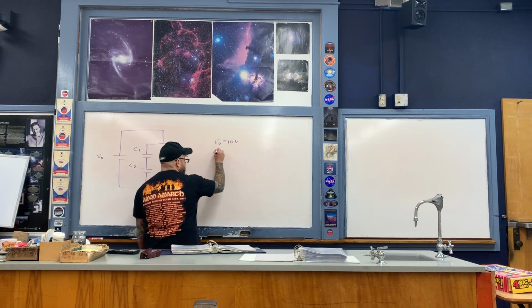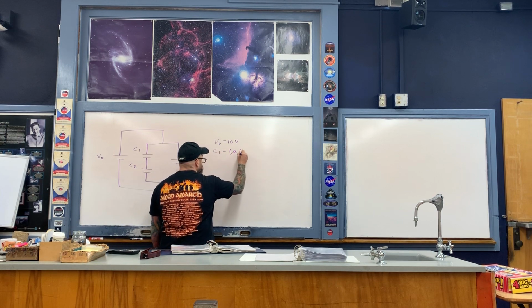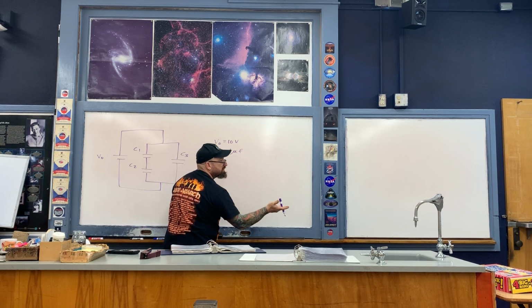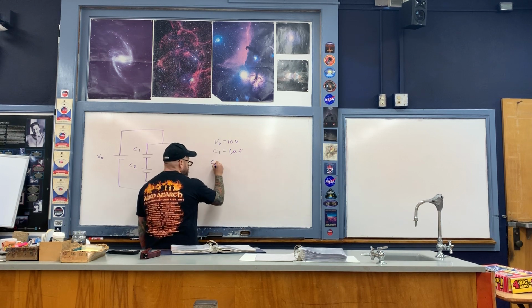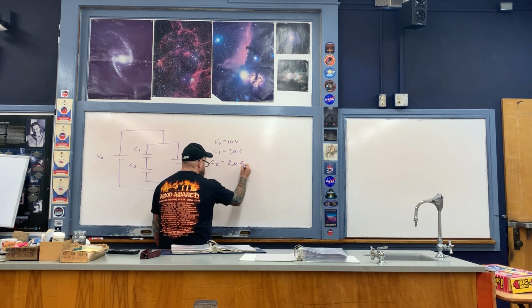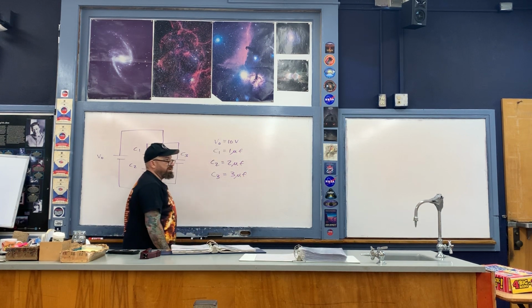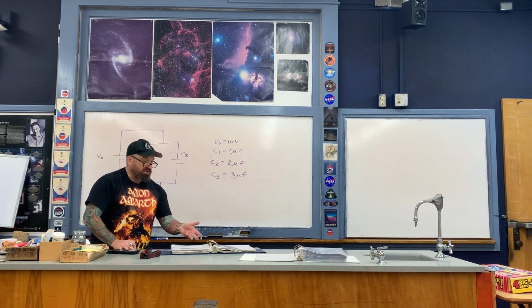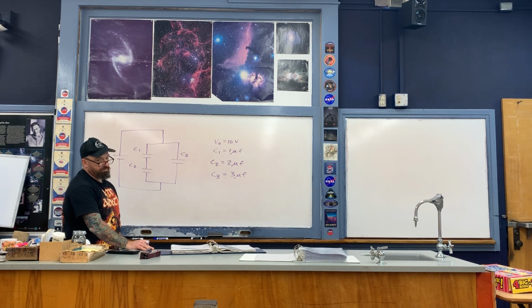And then I have the three capacitances. C1 is 1 microfarad, and we can just write it as micro here. We don't have to write it as 10 to the minus 6. And then C2, 2 microfarads, C3, 3 microfarads. It says, find the voltage and charge across each capacitor given this information.